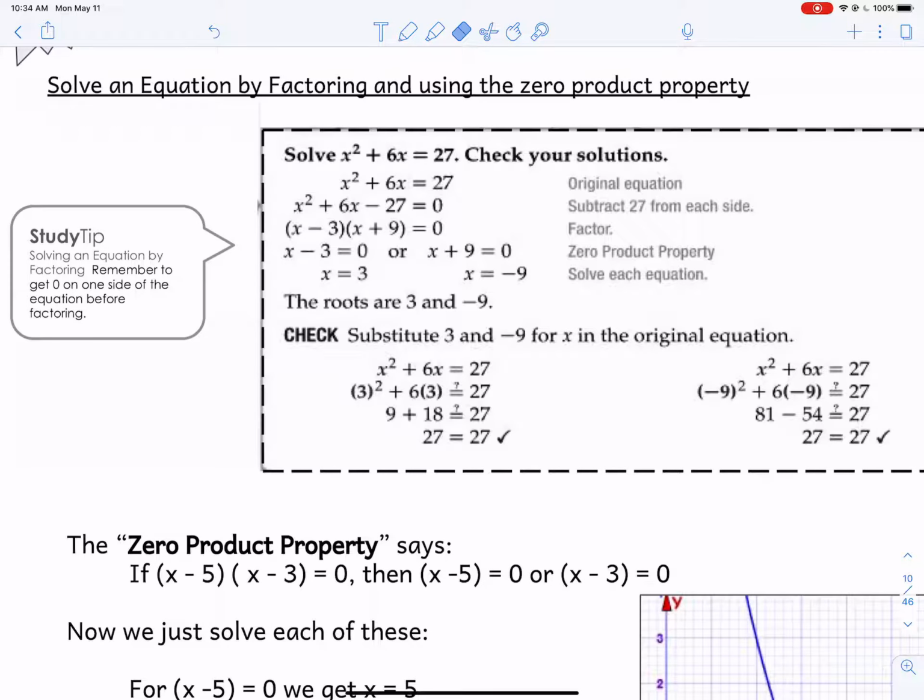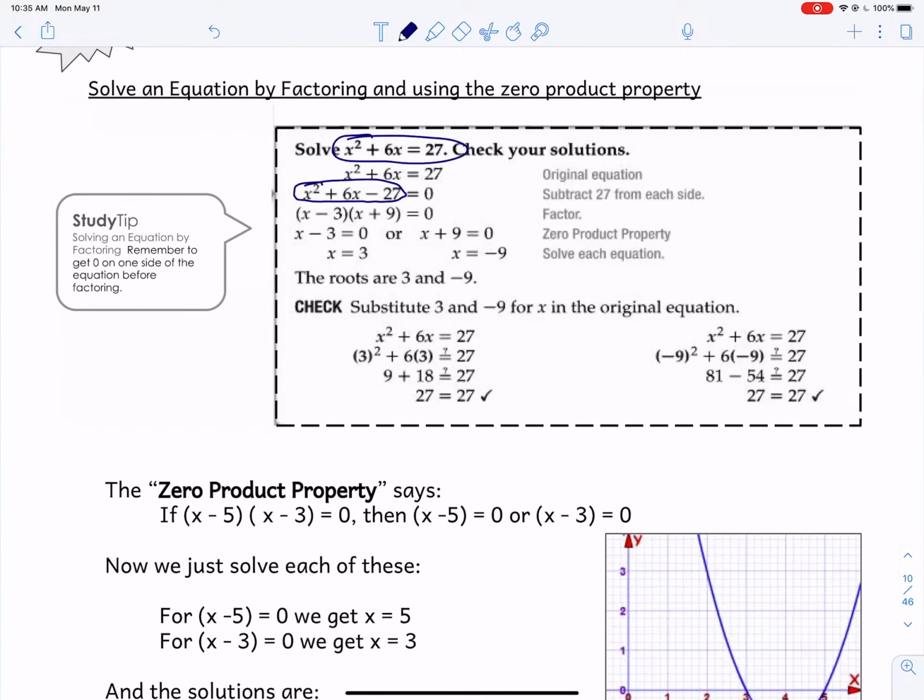So if we look at this, here's our original equation that we're trying to solve, but we want to bring everything to the same side so that everything equals 0. So it looks like those functions that we just factored. And then we do that by subtracting 27 on both sides. So that gives us this. Okay. And then that's equal to 0.